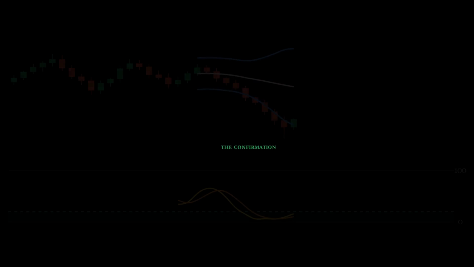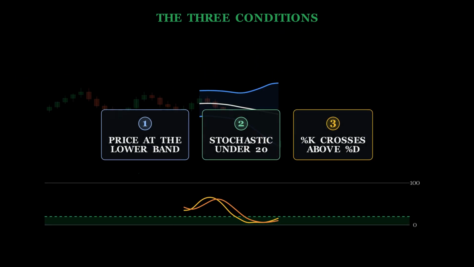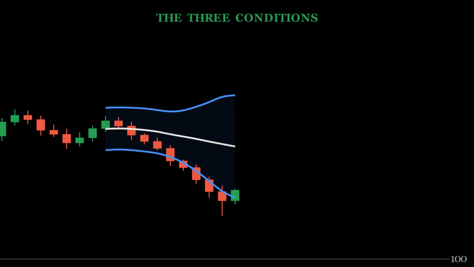Now think about what we've combined. Price is trading at an extreme, far below its average. Momentum shows that sellers may be exhausted, and buyers are starting to step back into the market. When all three conditions align, that's when we look for a buy entry.